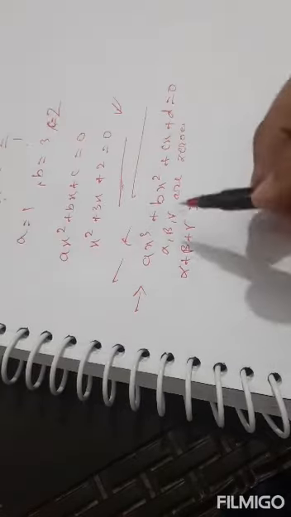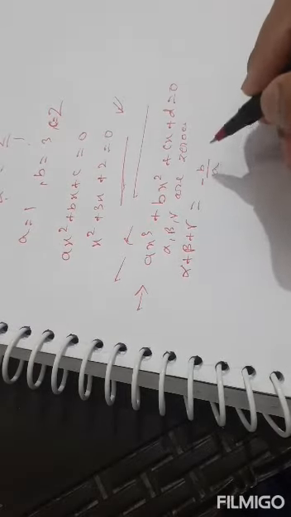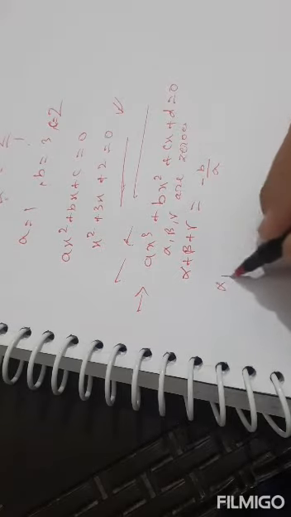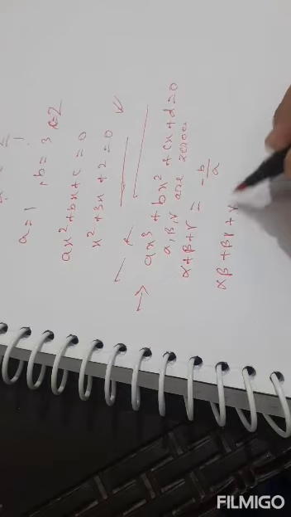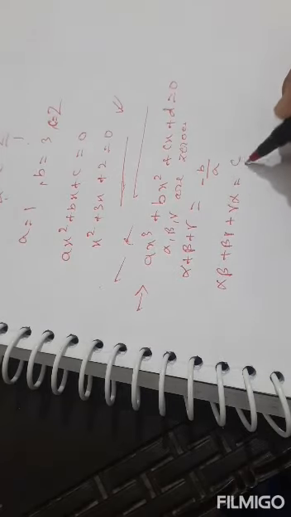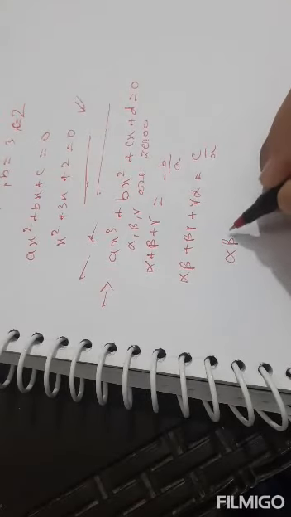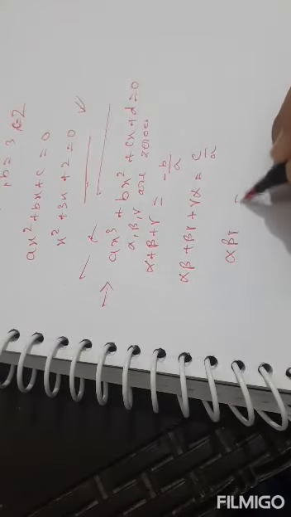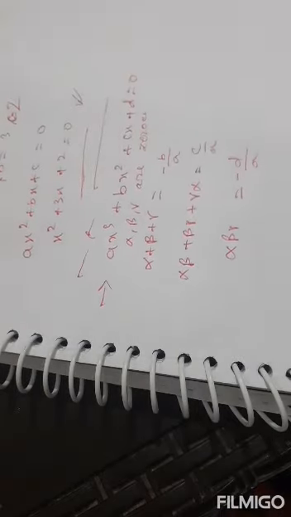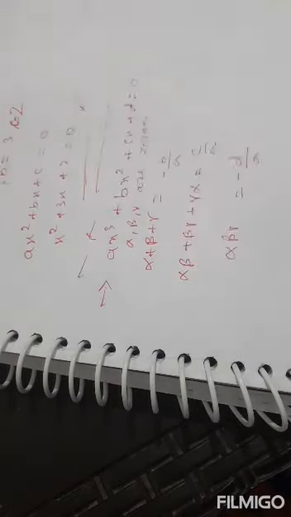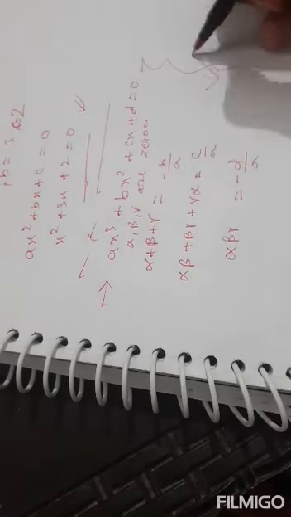So alpha plus beta plus gamma equals minus b divided by a. Alpha into beta plus beta into gamma plus gamma into alpha equals c upon a, and the product of these zeros equals minus d upon a. It means the negative of the constant term divided by the coefficient of x cube. So I hope you will remember this.